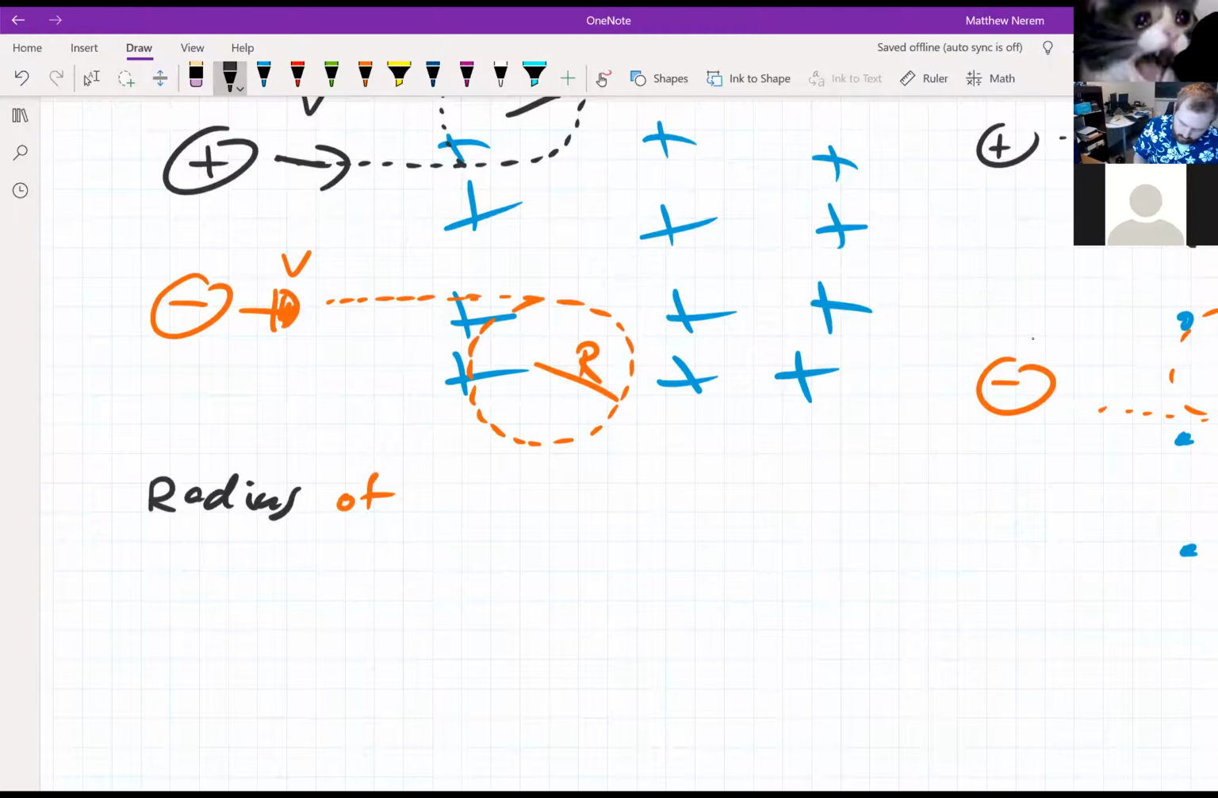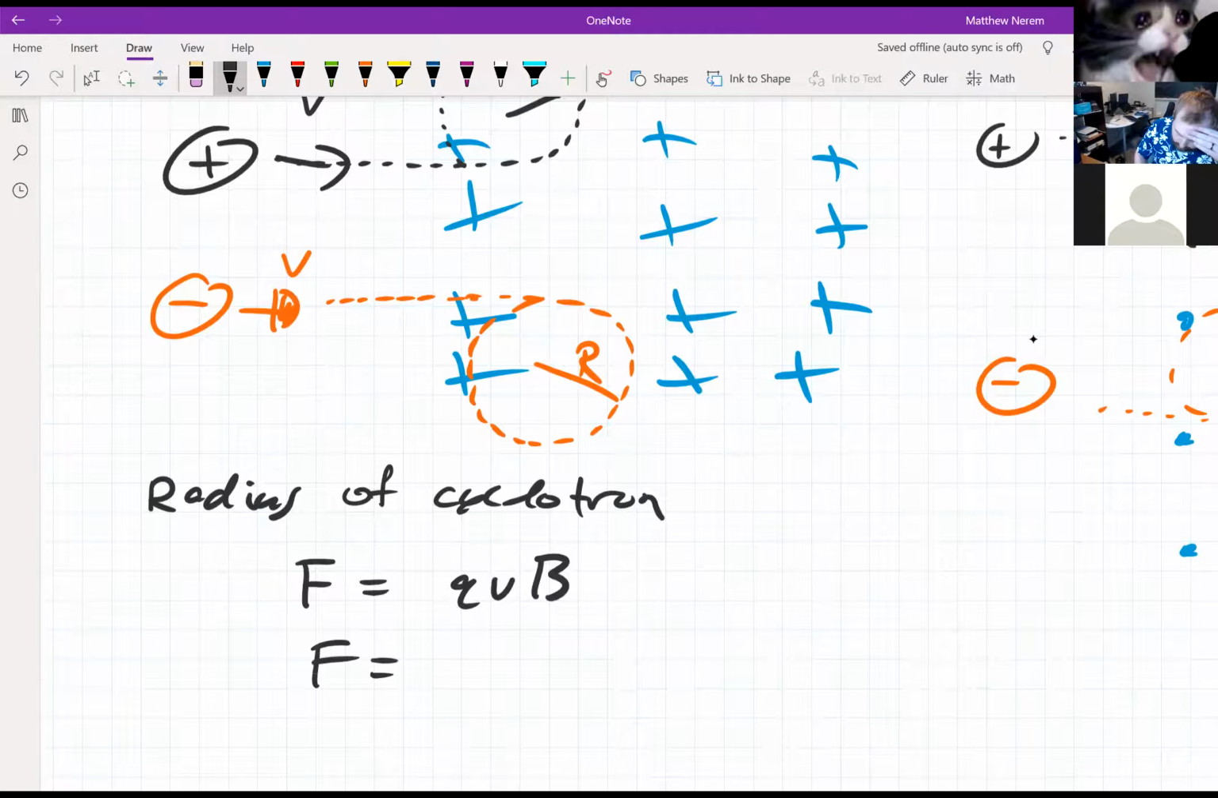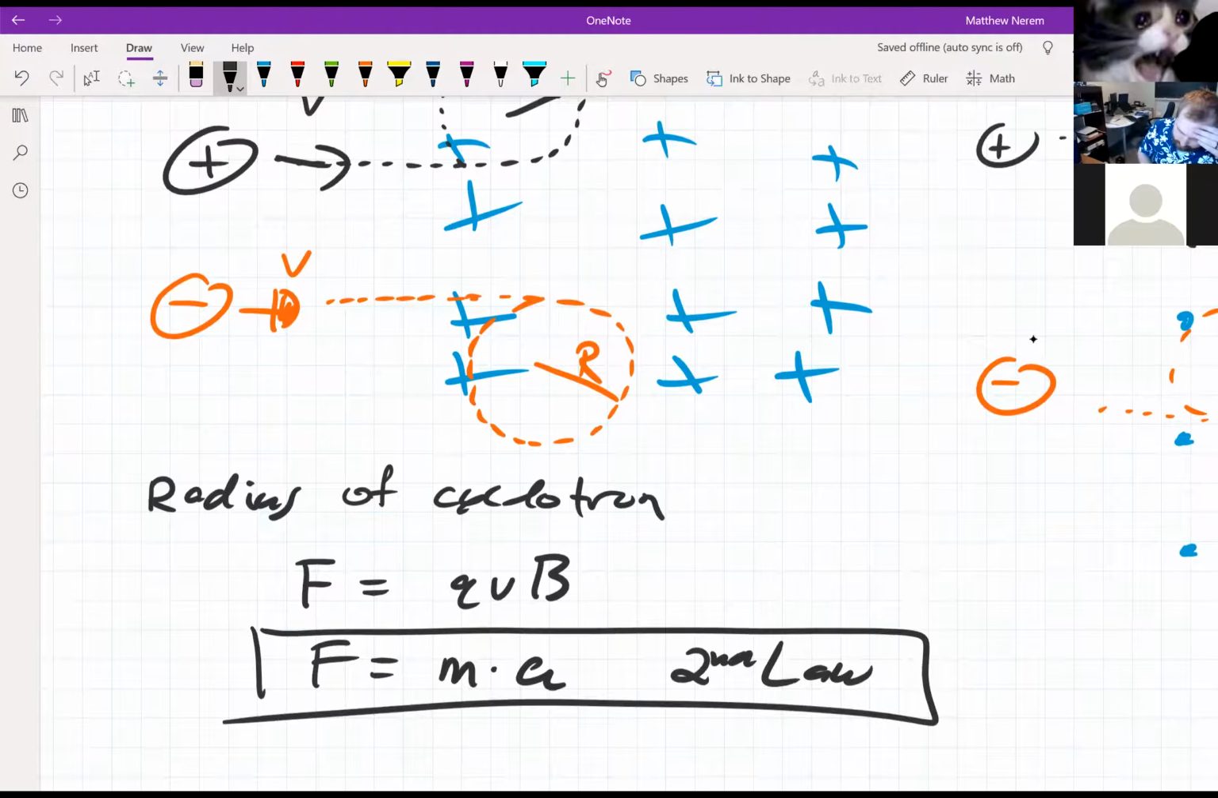I'm back. All right, so how do you get that radius for cyclotron motion? So when you're doing circular orbit, F is equal to the force on this guy. Well, force is QVB, right? F is mass times acceleration, second law. You need to remember this one, guys. We use the second law forever.